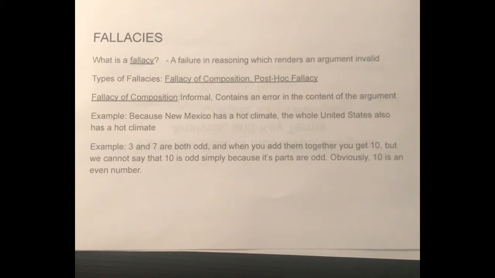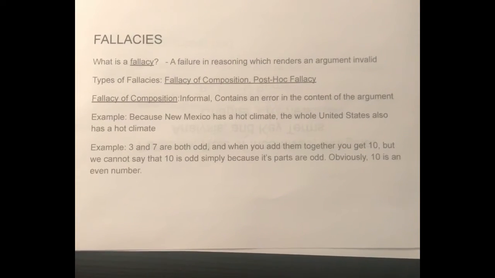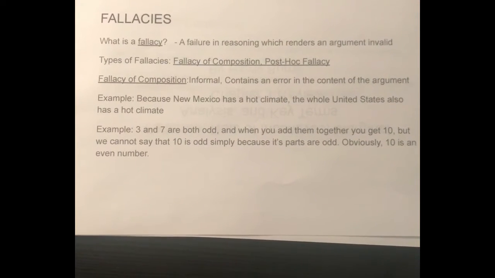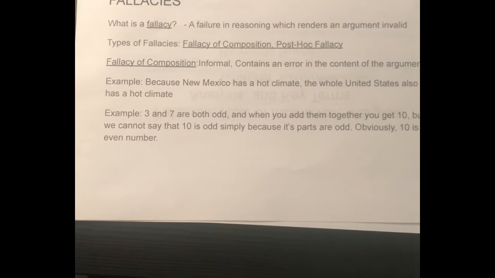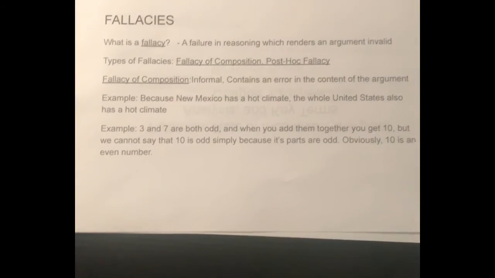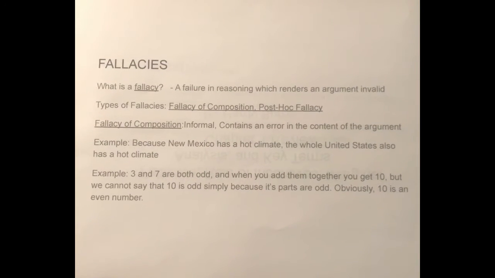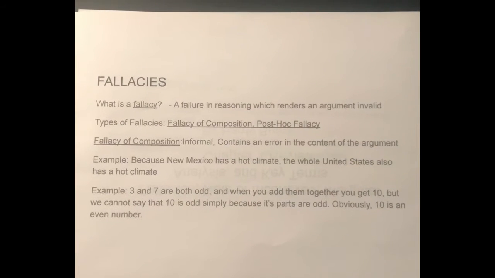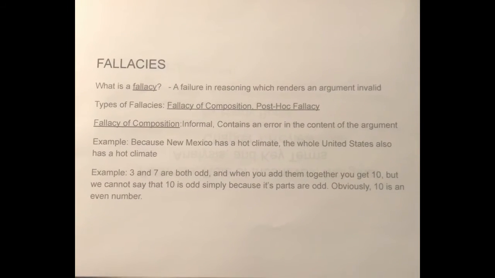And there are two types of fallacies, the fallacy of composition and the post hoc fallacy. The fallacy of composition is centered around the belief that what is true of the parts is true of the whole, or what is true of the whole is true of the parts of something. An example of this would be because New Mexico has a hot climate, the whole United States also has a hot climate, which is not true because it's really cold here right now.